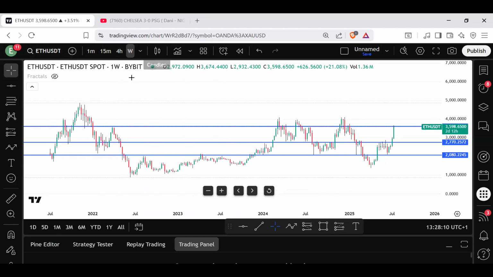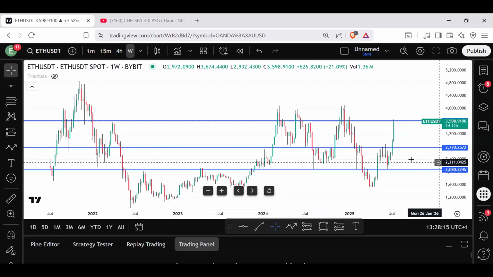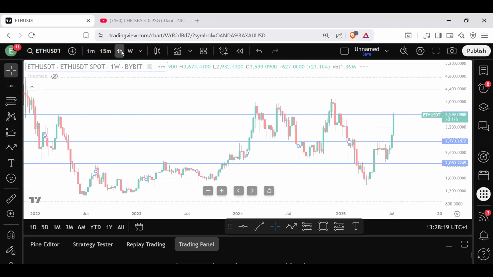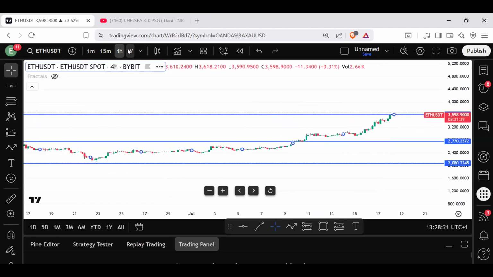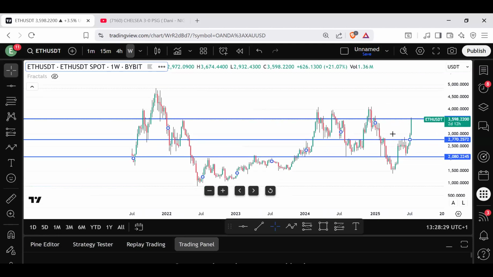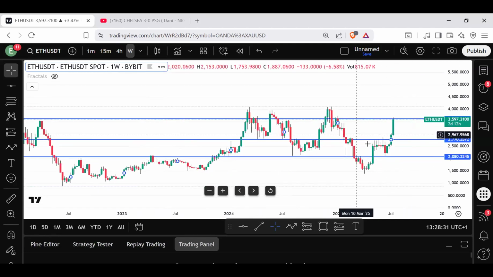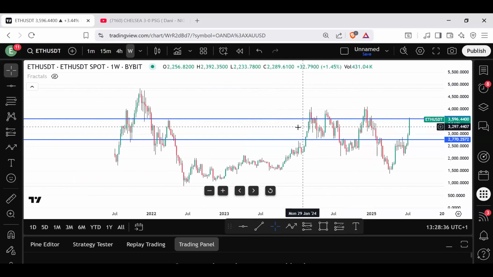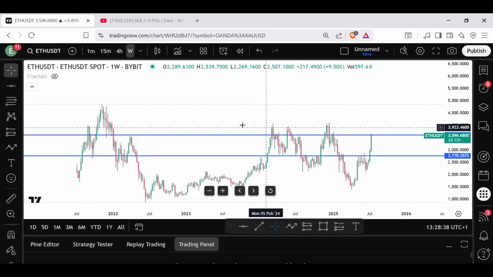On Ethereum weekly, you marked the key level, right? Yeah, correct. This is the weekly key level. I marked only 2 lines actually, not these 3 lines. I understand now. So we're just marking the ones closest to the current price. These two are okay. I can remove this one.